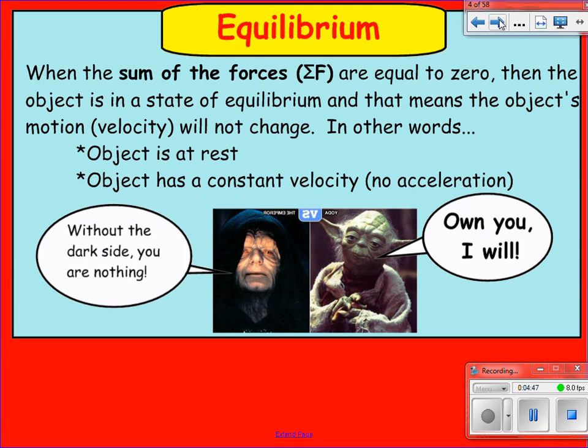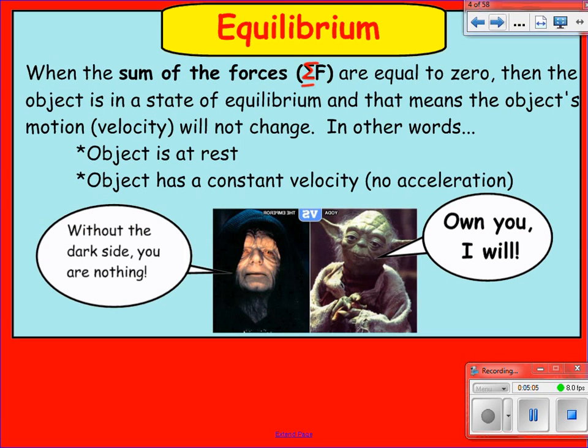When the sum of the forces, and this Greek symbol right here stands for sigma, that means sum, when the sum of the forces, or total of the forces, are equal to 0, then the object is in a state of equilibrium. And what that means is the object's motion or velocity is not changing.